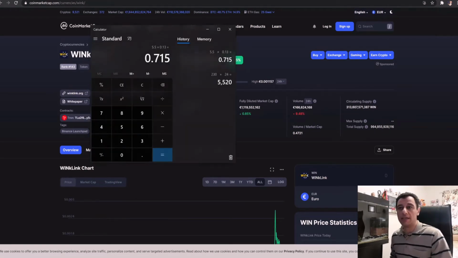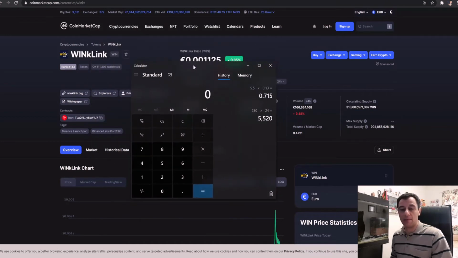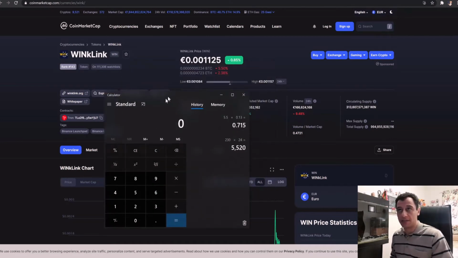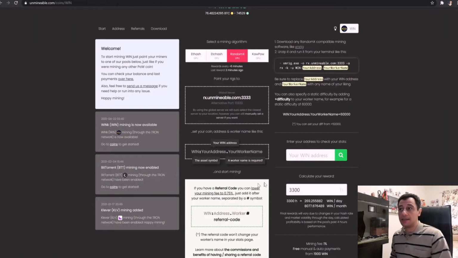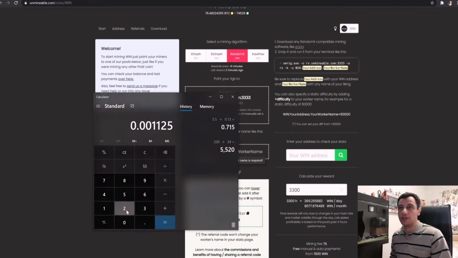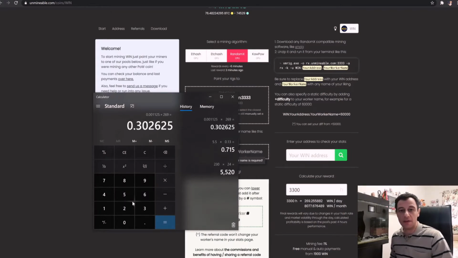So if we were to calculate that, and again, I know now that I am using around 5.5 units, so I'm using 71 cents of electricity, then the price would be 0.001125. And it's saying that I can make around 269 of them in a day, which would equal around 30 euro cents in a day as well. So it's similar to making one Doge a day. So which coin do you believe in?